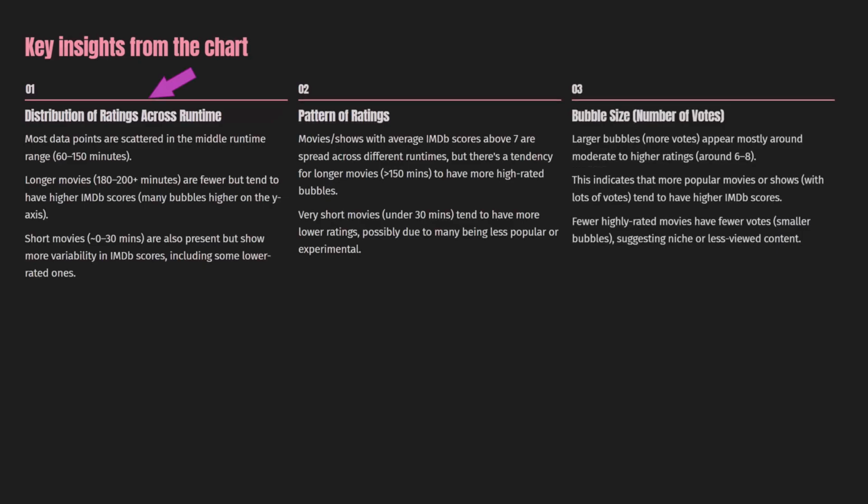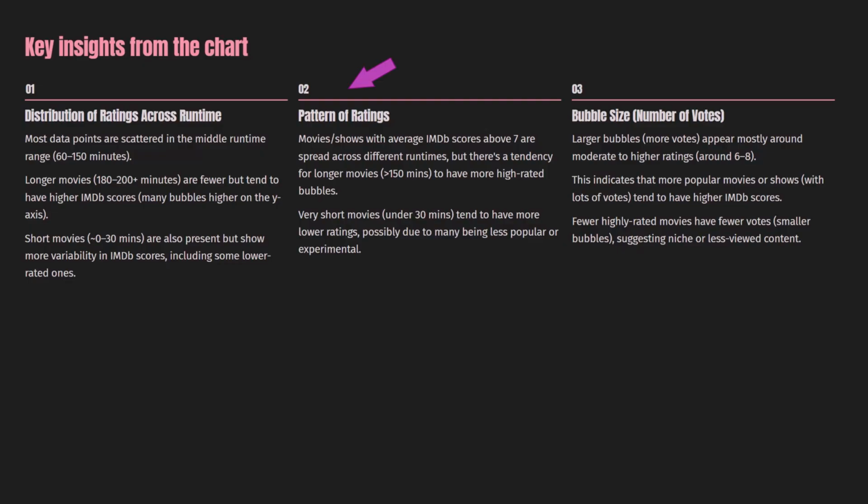First one is the distribution of the ratings across the runtime. Most data points are scattered in the middle runtime range, like 60 to 150 minutes. Longer movies, like 180 and 200 minutes, are fewer but tend to have higher IMDb scores, with bubbles higher on the y-axis. Short movies between 0 and 30 minutes are also present, but show more variability in IMDb scores, including some lower ratings.